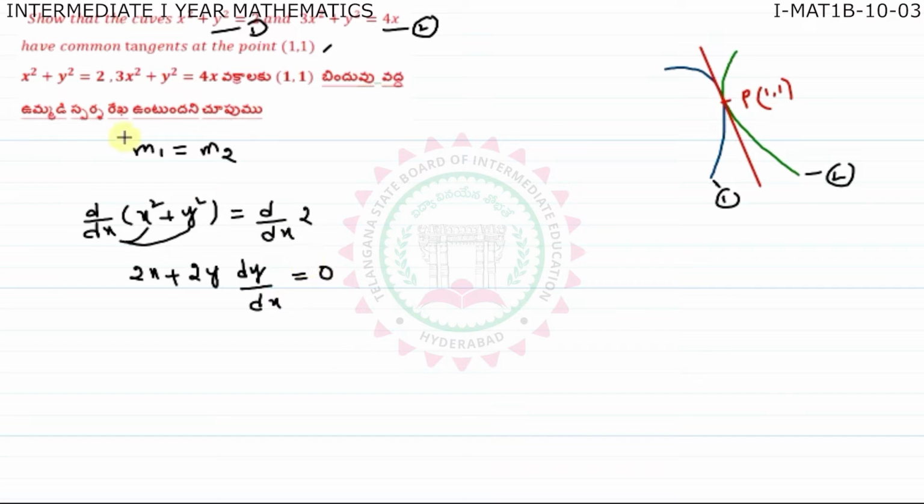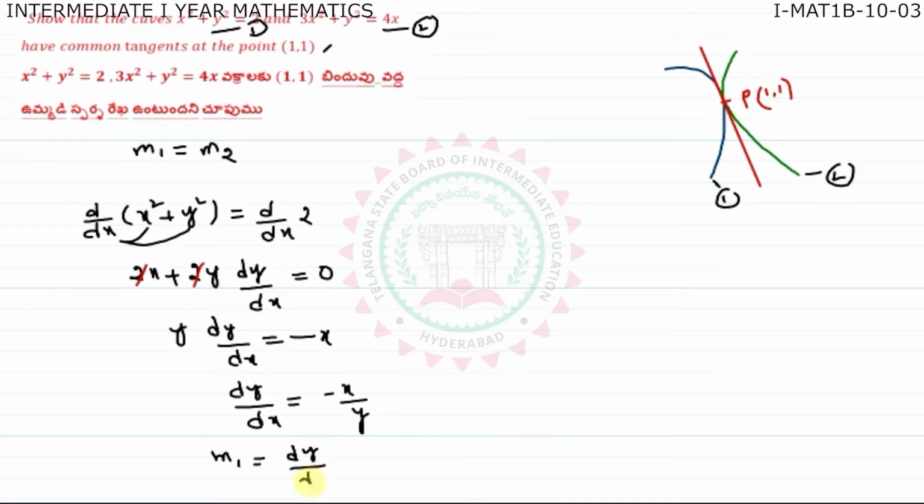Derivative of constant is 0. Again, here 2 gets cancelled. From here we get y into dy by dx is equal to minus x. So dy by dx is equal to minus x by y. Now m1, the slope of the first curve, dy by dx at the point (1, 1) is given. So this is minus 1 by 1, which is equal to minus 1.